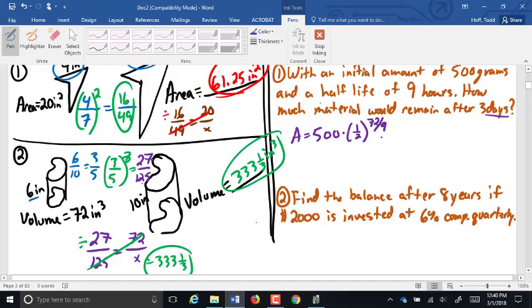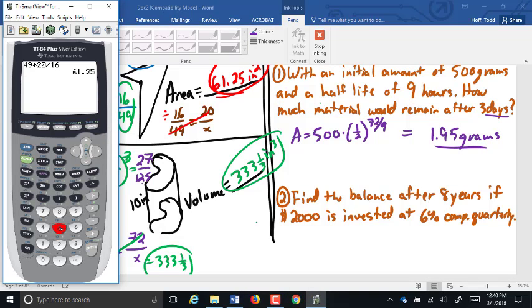Perfect. And remember, all that is indicating is the number of half-lives. 72 hours over 9 would be how many half-lives? 8. So it's been cut in half 8 times. What did that calculate out to be? 1.95 grams left.